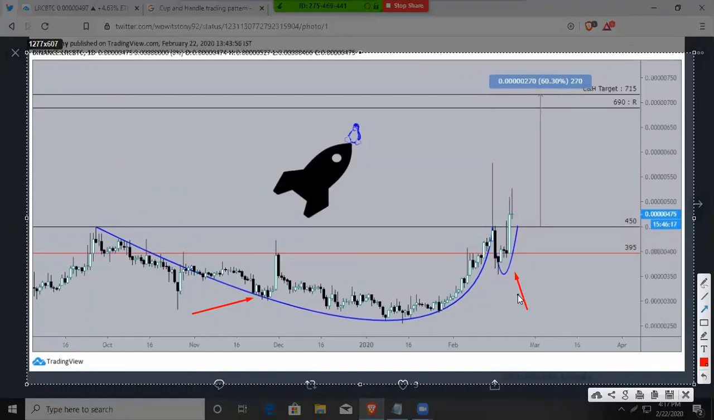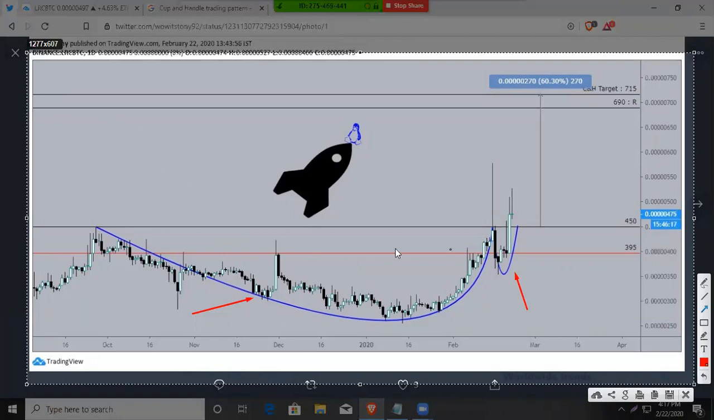Okay, so I'll be explaining some of the few points which I always consider while trading cup and handle pattern, right? And they are debatable. There might be other people trading cup and handle in different ways, but I want to share with you how I trade a cup and handle pattern.